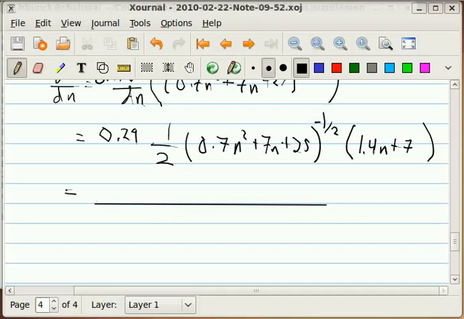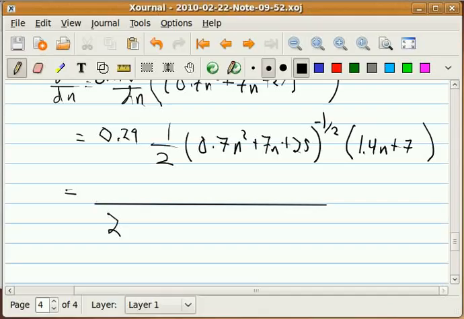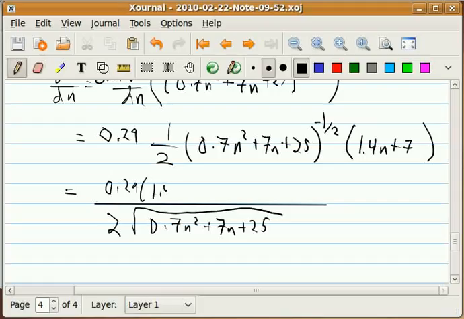Okay, so let's see what I'm doing here. I'm leaving that 2 in the denominator. I'll bring this down as the power positive 1/2 in the denominator. That's just the square root of 0.7n squared plus 7n plus 25. So you see what I did here? I made the power positive 1/2 by bringing this into the denominator, and then I wrote it as a square root. Okay, so anyway, back on track. I still have the 0.29, and I want to distribute it into the 1.4 and plus 7. So here's what I have left to do. Okay. So yeah, that's what I was trying to type on the calculator here.